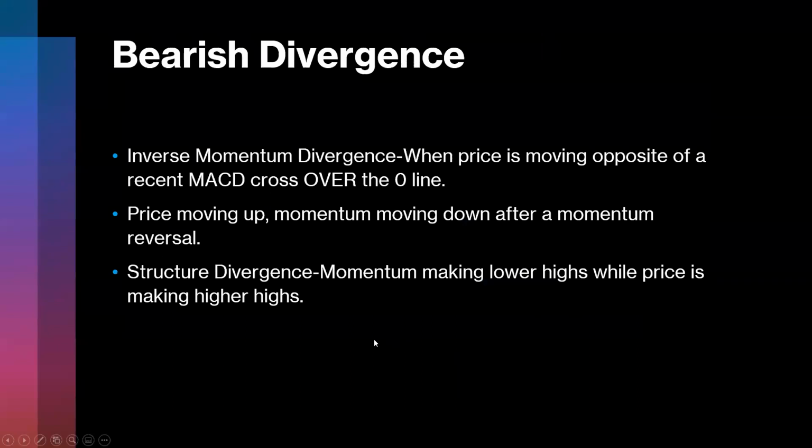All right, bearish divergence is the exact opposite. So when price is moving opposite of a recent MACD crossover of the zero line, over the zero line when we're in bullish territory but we get a bearish crossover, that's inverse momentum divergence. Structure divergence is the same thing, except it's just flipped. You've got price making higher highs, but you have the MACD making lower highs.